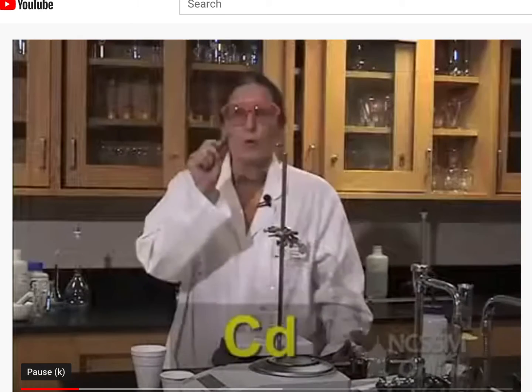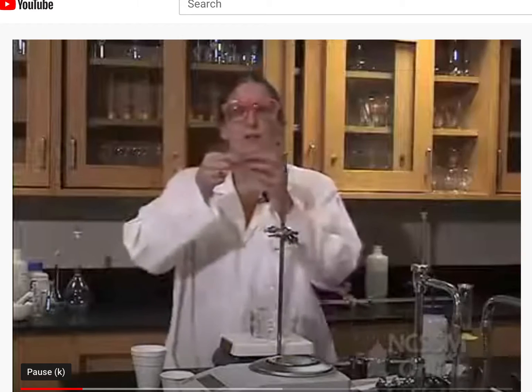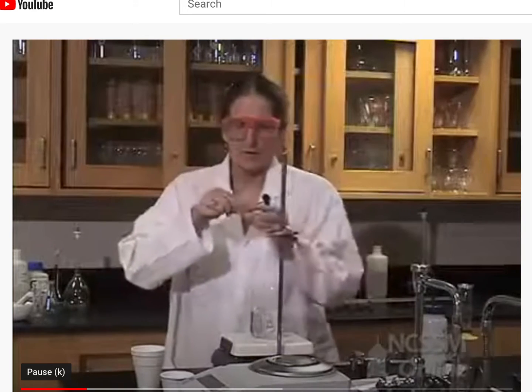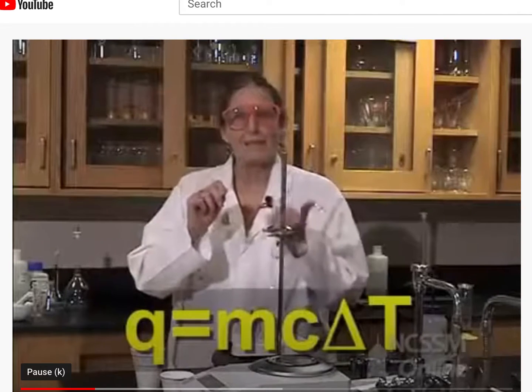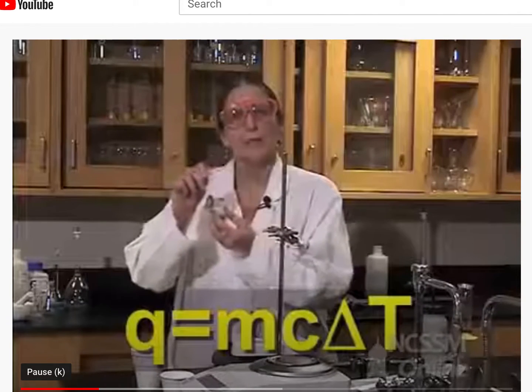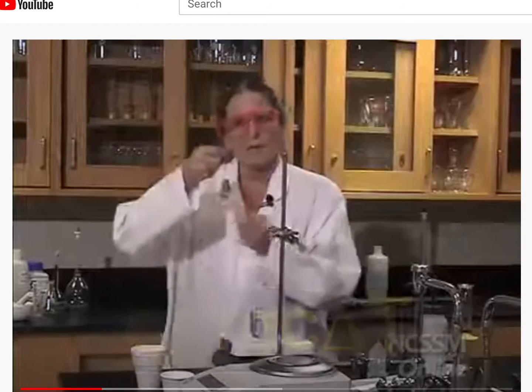Metal. And we're going to try to find out the specific heat of this metal. We know that the quantity of heat is equal to mass times the specific heat times the change in temperature. So let's start by finding.